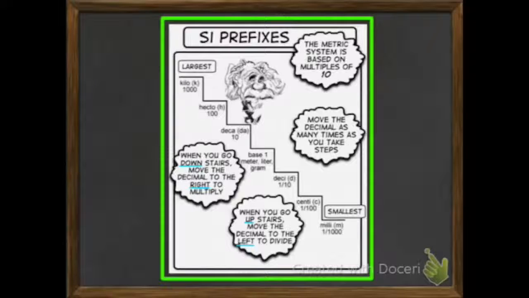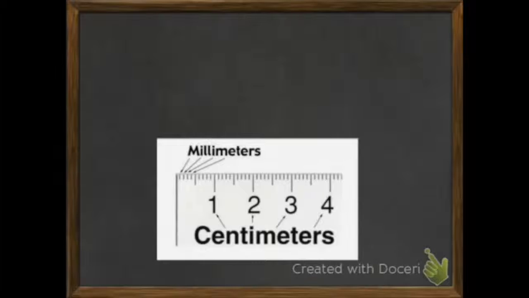And the reason we can do this is because the metric system is based on multiples of 10. So when we make our number bigger, it's always going to go up by factors of 10. And that's going to be important to remember, and I'll show you a little example in this next slide. So here we have just a ruler. Now, on this ruler we have centimeters and millimeters, which are labeled. Now, I told you this in class, a centimeter is 10 times larger than a millimeter.